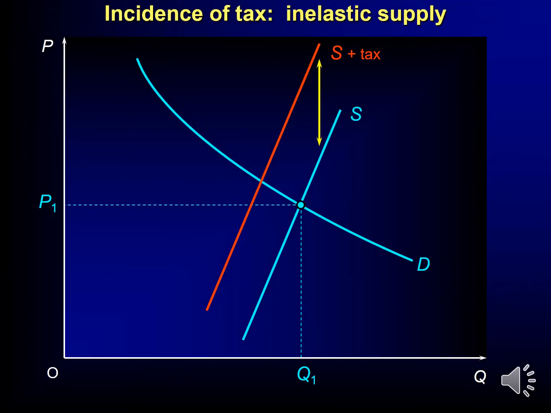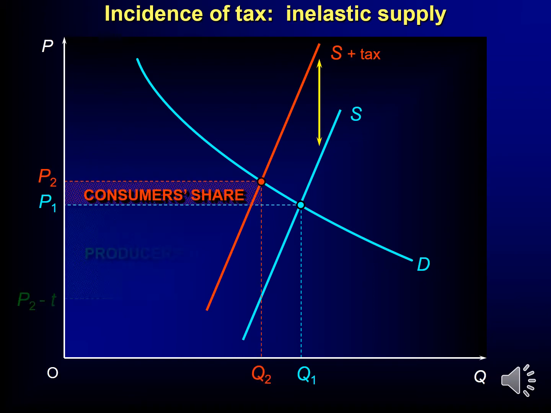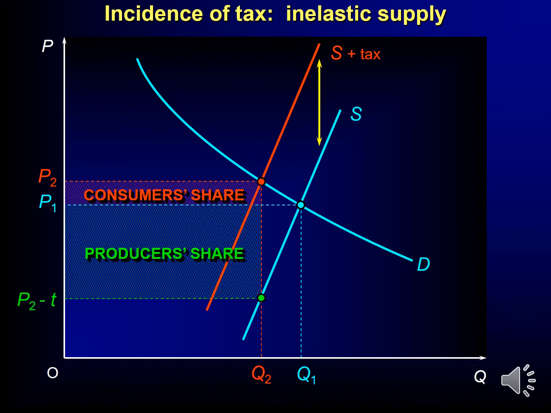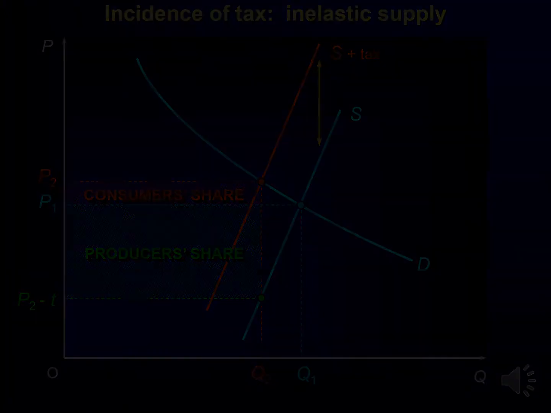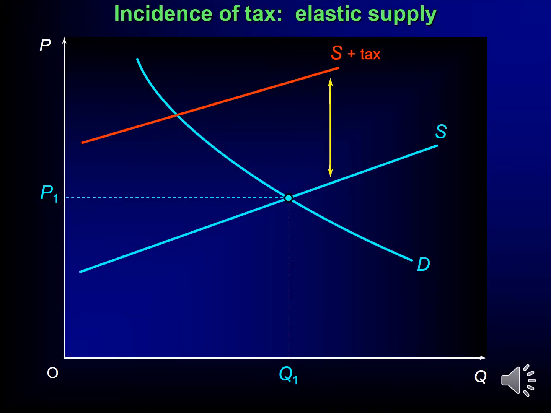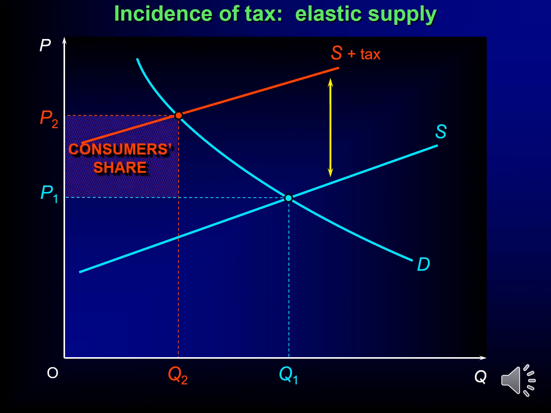Let's have a look with supply. When we have inelastic supply, you can see that the price rise is relatively small. The producer is paying a large share of the tax. When supply is more price elastic, we can say there's been a large jump in price, and so the consumer will bear the largest share of the tax. The producer's share will be relatively small.